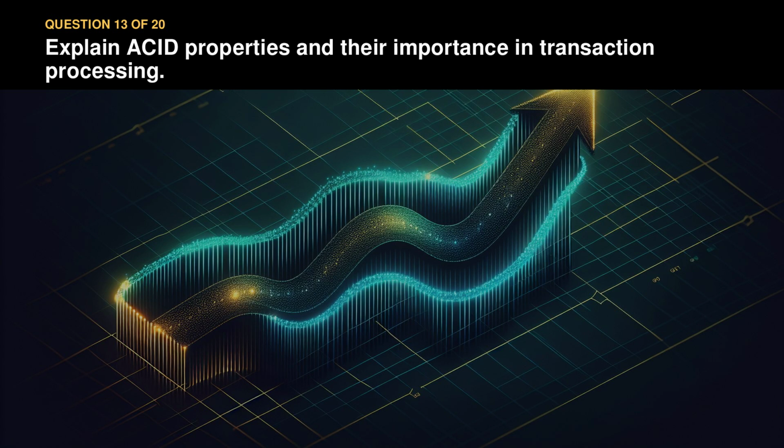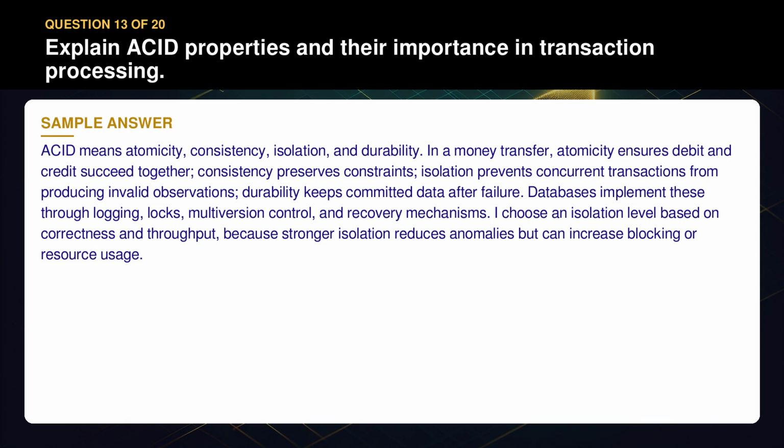Question 13. Explain ACID properties and their importance in transaction processing. ACID means atomicity, consistency, isolation, and durability. In a money transfer, atomicity ensures debit and credit succeed together, consistency preserves constraints, isolation prevents concurrent transactions from producing invalid observations, durability keeps committed data after failure.